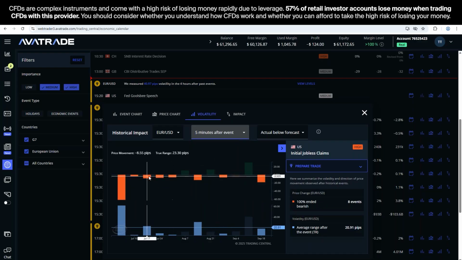Look how small some of these moved, 2 pips, 3 pips. That's after 5 minutes. Most of these haven't moved even 5 pips. And it doesn't take 5 minutes to place a trade, right? You could have the trade set up, ready to go for buy and for sell. And when the numbers come in, if this came in below forecast, within 30 seconds, you could place your trade.